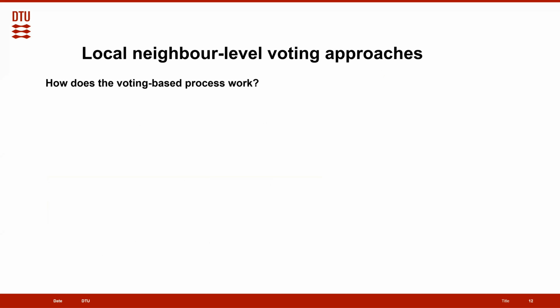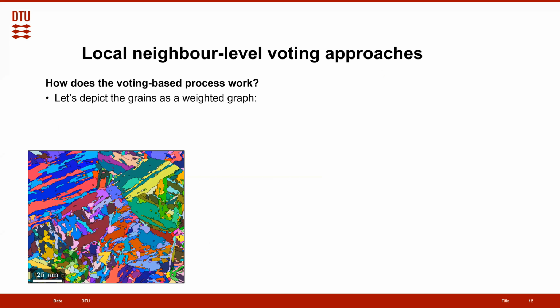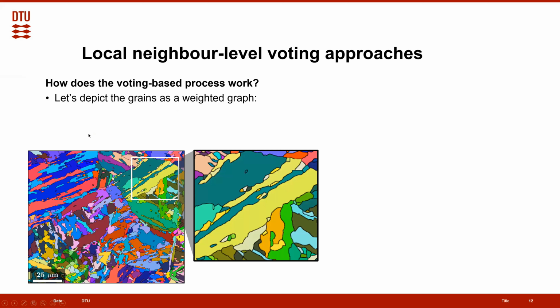So how does this voting-based process actually work inside of MTEX if we look a little bit closer at it? For this, we have to depict the grains as a weighted graph. And I'm going to show you now how this is going to look. So when we have the grains in our grain map right here, these are child grains. Now we are actually at a different example. So this is the martensitic microstructure again in steels. And we look at, maybe, this cropped region here.